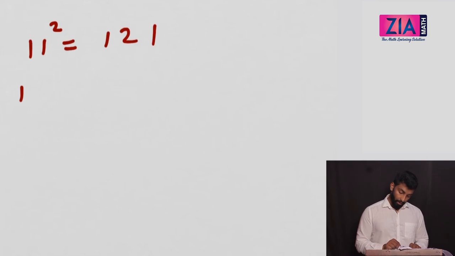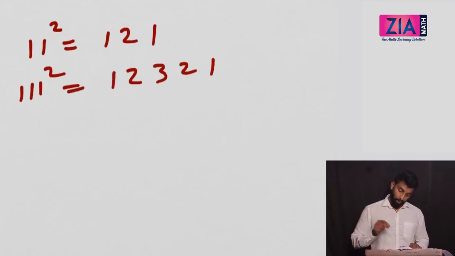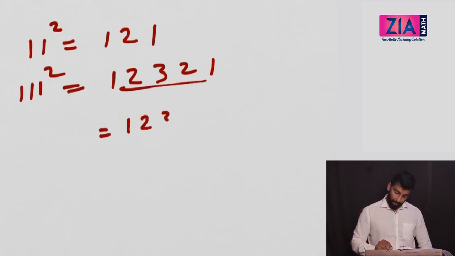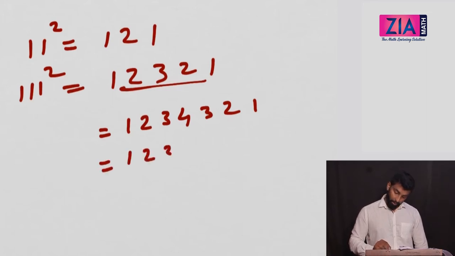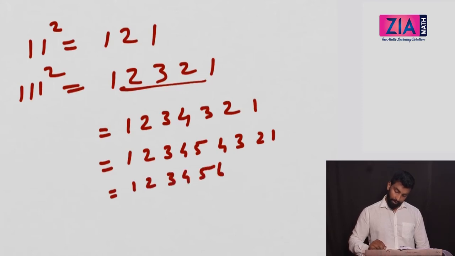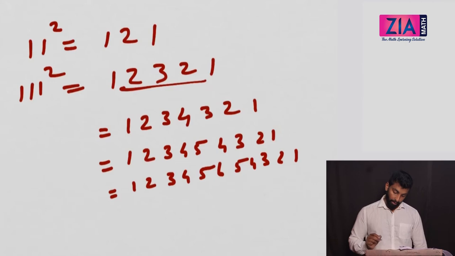Now in this question, see what is 11 square? 11 square is 121. What is 111 square? 12321. Okay. Now if you see this pattern, what will be the next one, right? It will go like 1234321. What will be the next one? 123454321. What will be the next one? 12345654321, right?